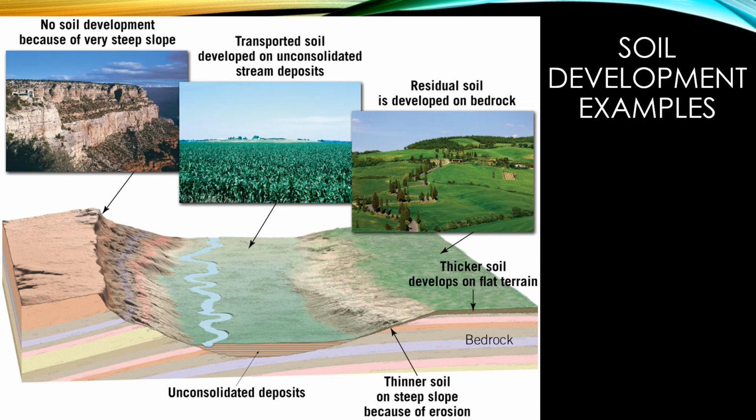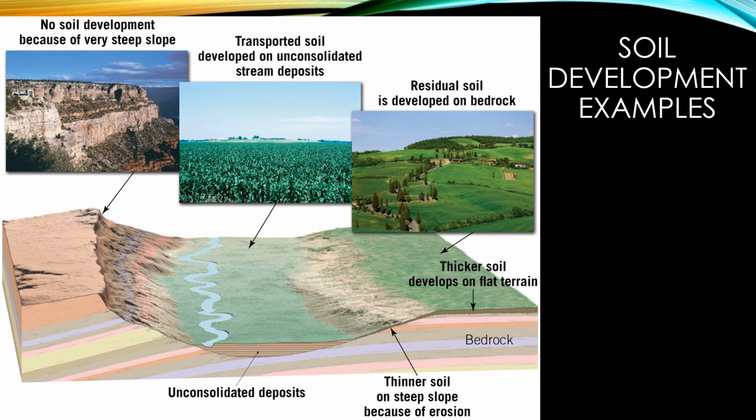And then you have an example of transported soil developed on unconsolidated stream deposits to the right of that. If you imagine the soil that may have formed from near those very steep slopes being washed down into the valley from wind and water, and in this case primarily water because these are stream deposits, then again that's usually the type of area where you would have a good opportunity for agriculture, as you can see in that photograph.